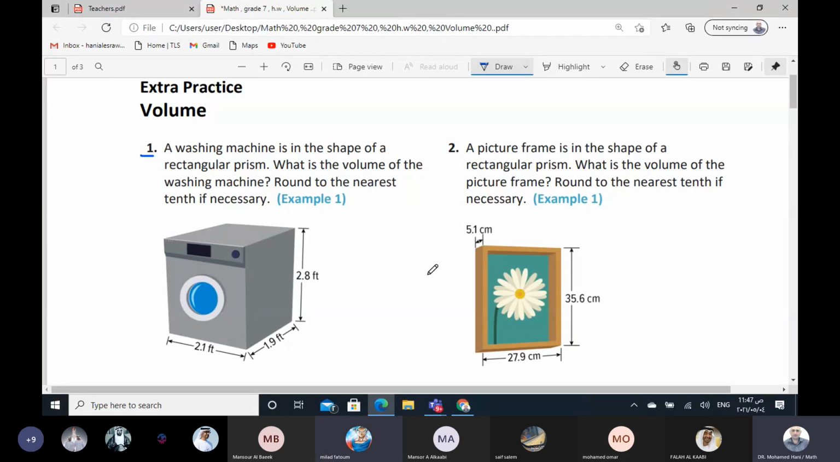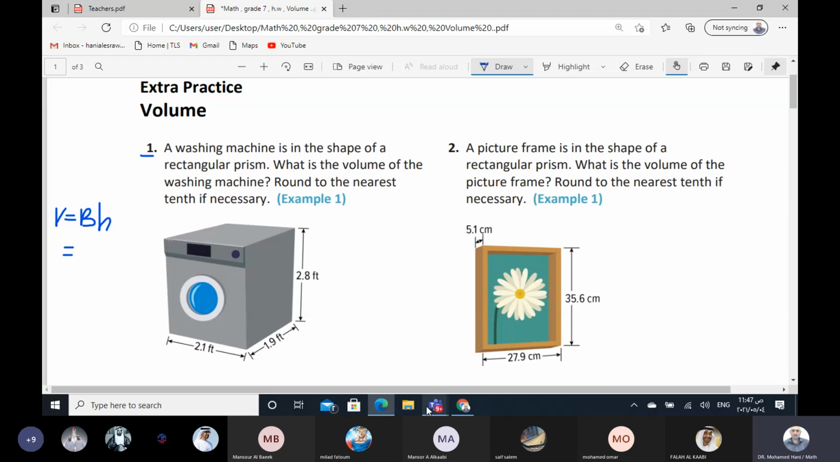A washing machine is in the shape of a rectangular prism. What is the volume of the washing machine? Round to the nearest tenth if necessary. Great. What is the type of this figure? Rectangular prism. How to find the volume? Base times height. The area of the base times the height of the prism.